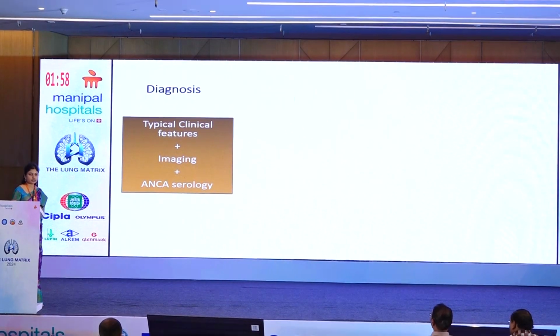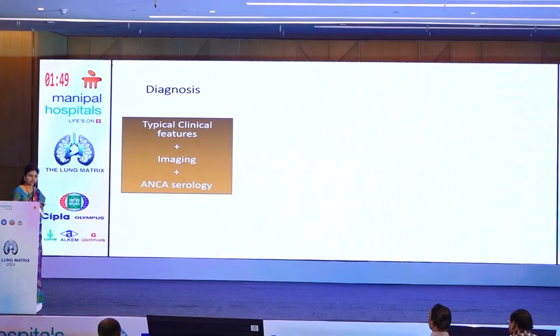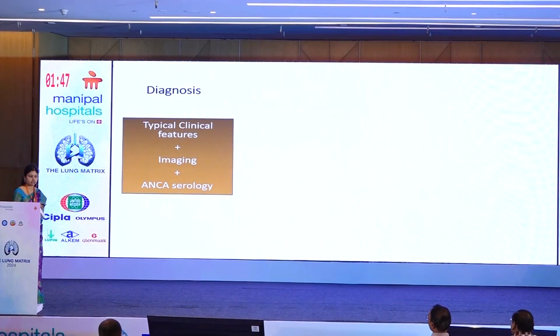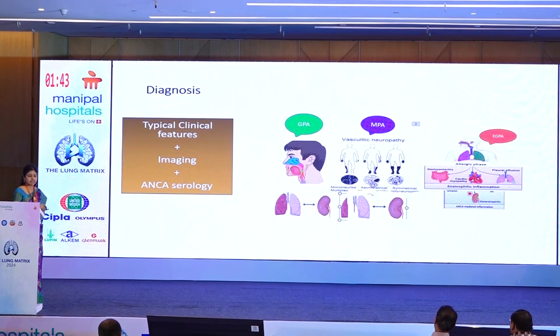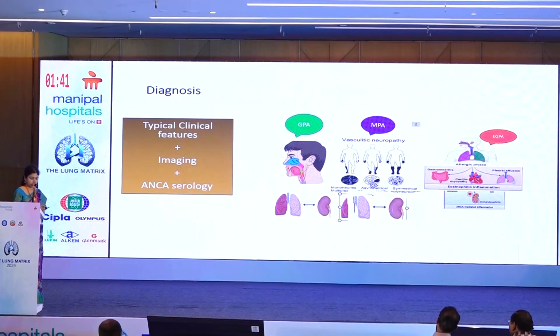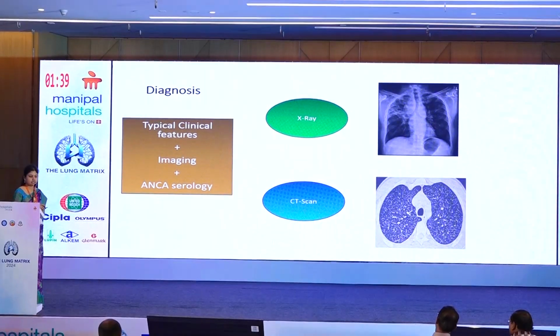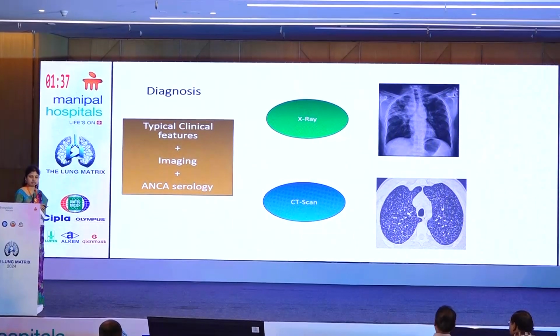So how do we diagnose ANCA vasculitis? First is the typical clinical features. We have to ask about all the clinical features regarding upper respiratory involvement, lower respiratory, hearing loss, any skin rashes, any neuropathy. So ask all the questions in the history because they may have any organ involvement. And the second is the imaging, X-rays followed by CT scanning, but CT scanning is more sensitive than the X-ray.